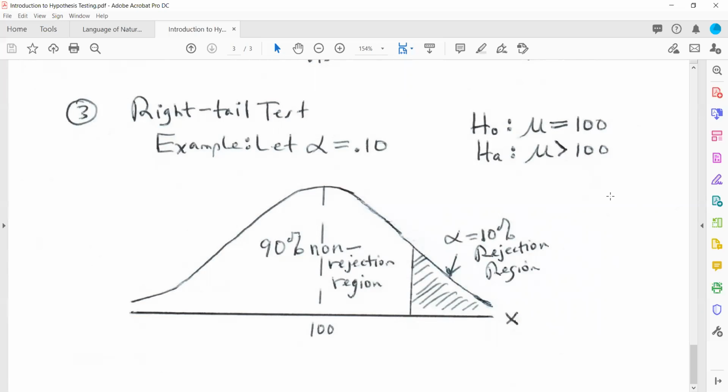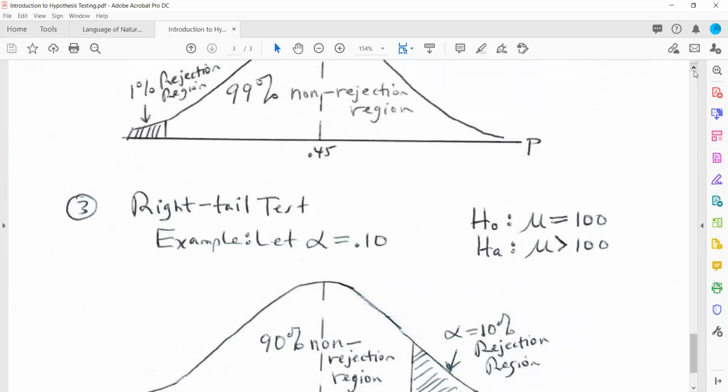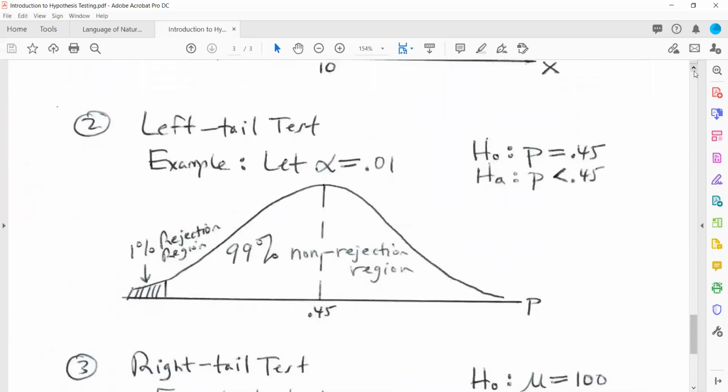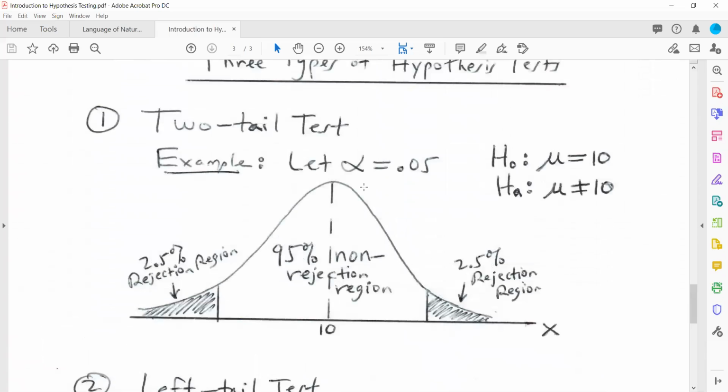We plot a bell-shaped curve. We plot where the alpha is. If it's a right tail test, we put it to the right. If it's a left tail test, we put it to the left. If it's a two tail test, we divide alpha by 2 and put half of it to the right and half of it to the left. And we call these areas rejection regions.